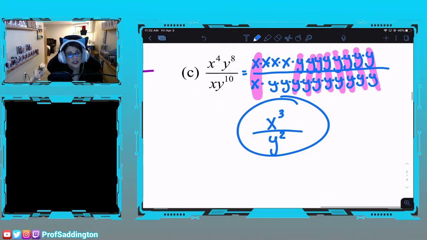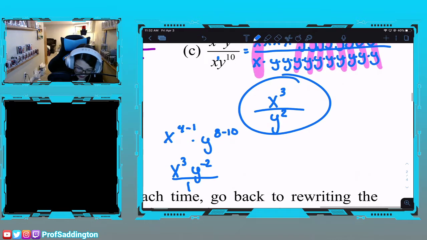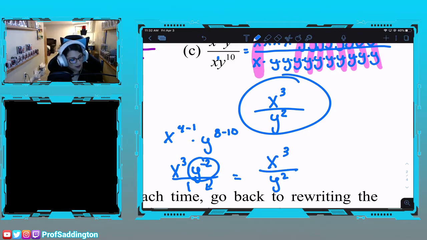If you were going to subtract these, you would just take your variables and break them up. So that would be like x to the 4 minus, now there's technically a 1 there. And you'd have y to the 8 minus 10. So you would still get x cubed, but y to the negative 2. And of course you can't have a negative exponent, so that y to the negative 2 would have been moved to the bottom. So you would still get x cubed over y squared.